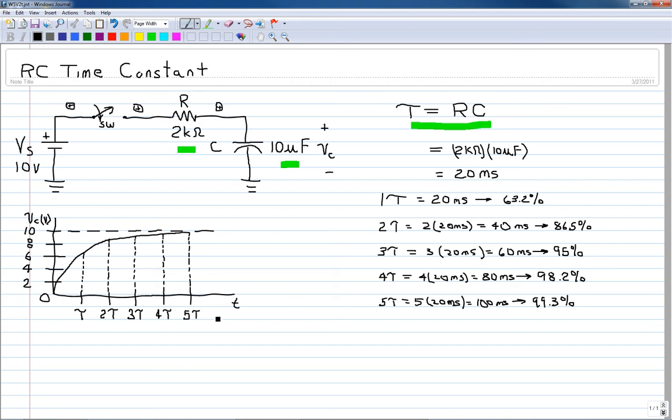The time constant depends on the amount of time, and in this example it took a total of 100 milliseconds to reach these 5 time constants, and that will vary on each RC circuit based on the resistor value of R and the capacitor's value C. However, these percentage values, 63.2 at 1 tau, 86.5 at 2 tau, 95 at 3 tau, 98.2 at 4, and 99.3% of the total applied voltage at 5 tau, never change.